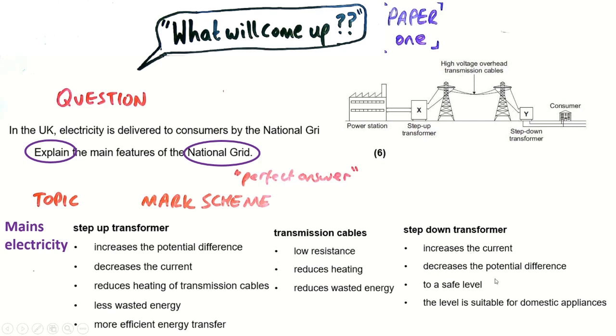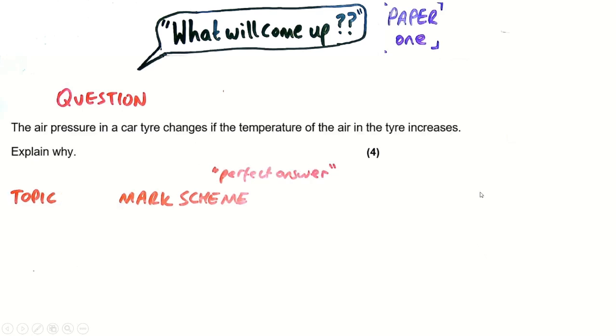Okay, next question. We're going to go back to a question about pressure. Pressure is one of those things that, from my experience, people don't revise that well, but it comes up a lot in paper 1. So it talks about this question: the air pressure in a car tyre changes if the temperature of the air in the tyre increases. Explain why.